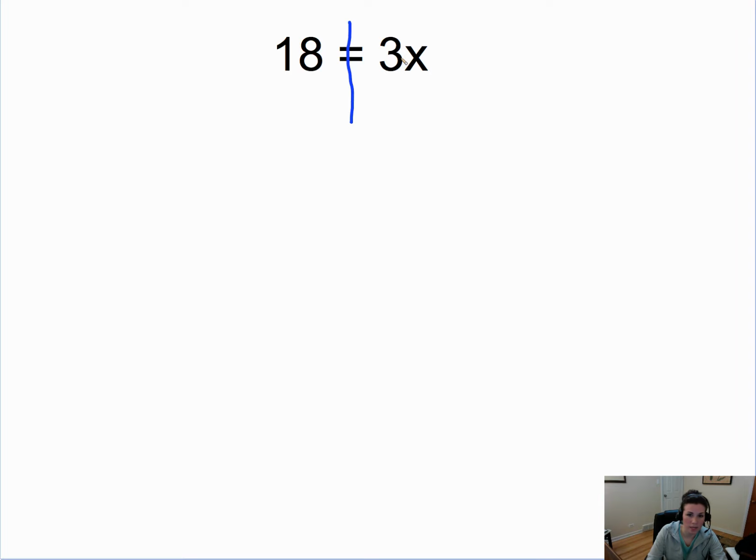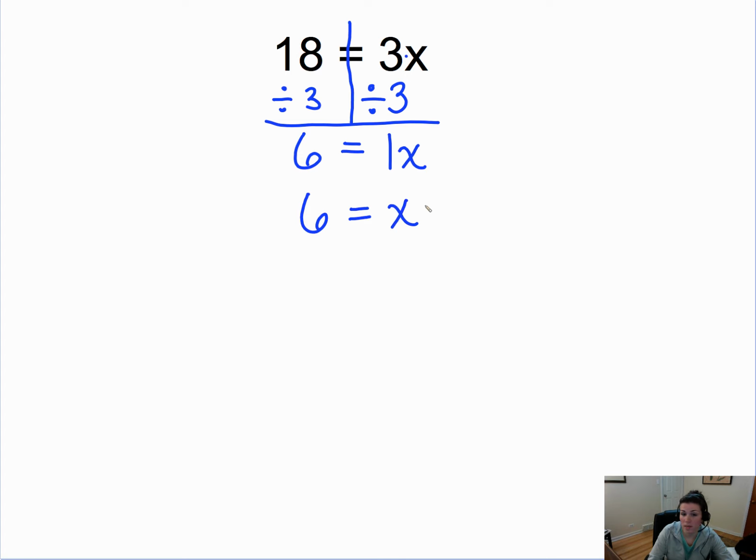So that means that I need to move the 3 away from the x. Since this means multiplication, 3 times x, I need to do the inverse operation, which would be to divide. So I'll divide by 3, and whatever I do on one side, I do on the other. So 18 divided by 3 would be 6. I'll bring down the equal sign. 3 divided by 3 would be 1, so this would be 1x, but we already know that 1x is the same as x. So x is now by itself, so my answer is 6.